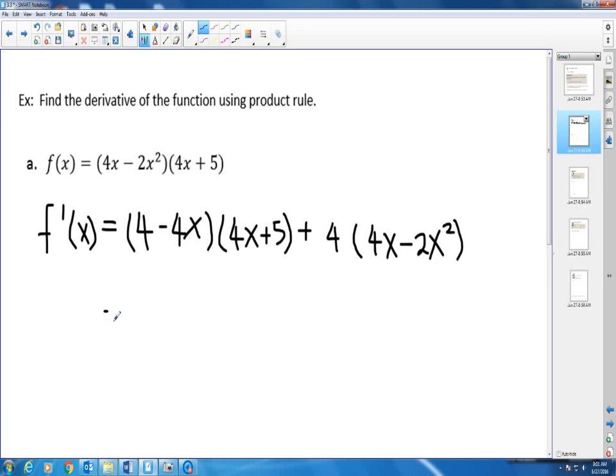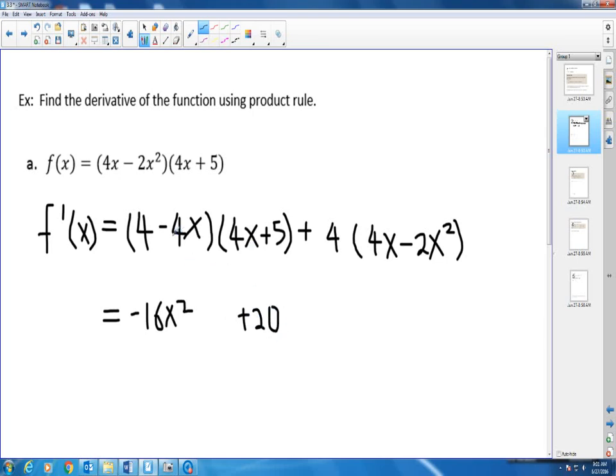Alright, now we'll simplify it. It's a little bit more work, since I'm using many other rules that we talked about in other recordings, all in this one problem. If I multiply this out, negative 4x times 4x is negative 16x squared. Negative 4 times 5 is negative 20.